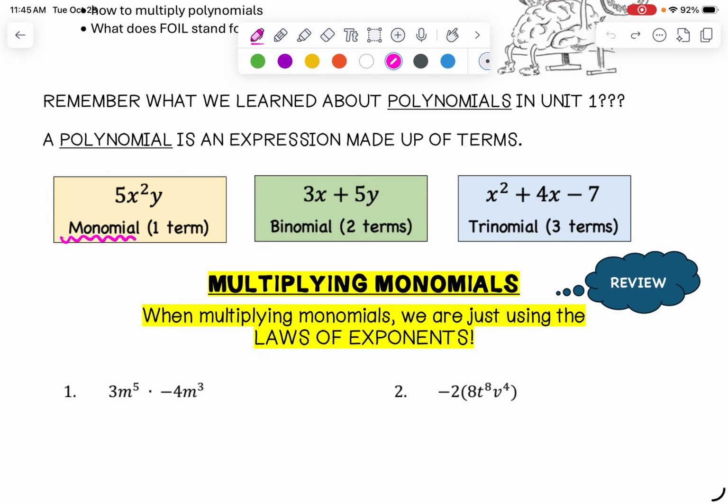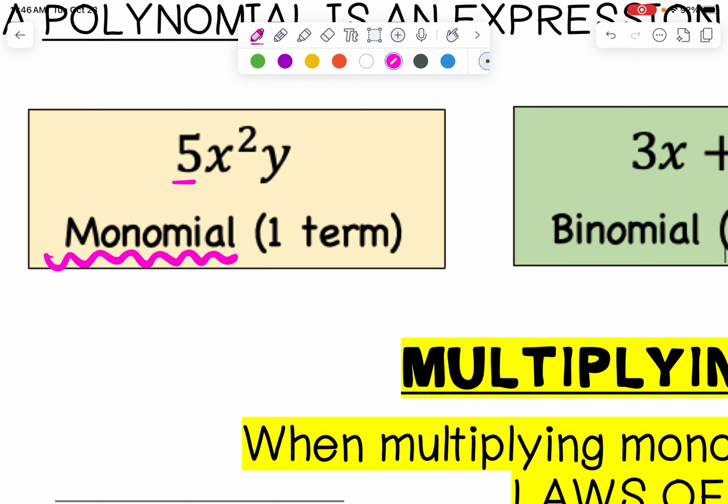A monomial is the name we give to a polynomial of one term, mono being one. And this right here is an example of a monomial, 5x squared y. That is only one term. Remember, terms are separated by plus and minus signs, not to be confused with factors. This term has 3 factors that make up that term, but there are no plus or minus signs. So this is all one term, okay?